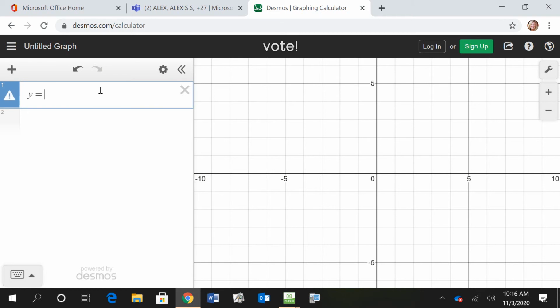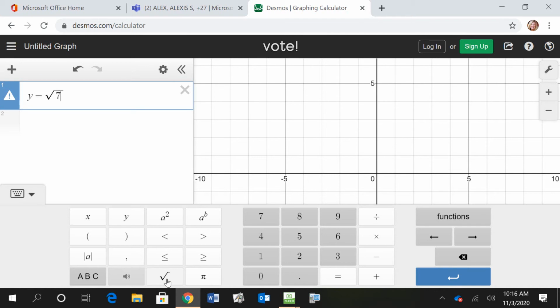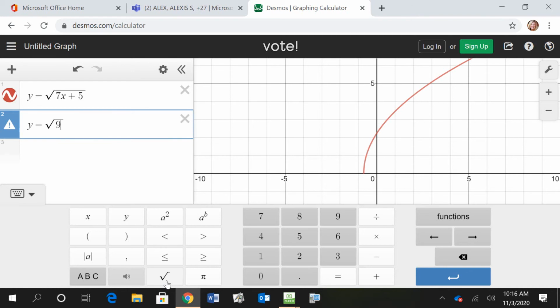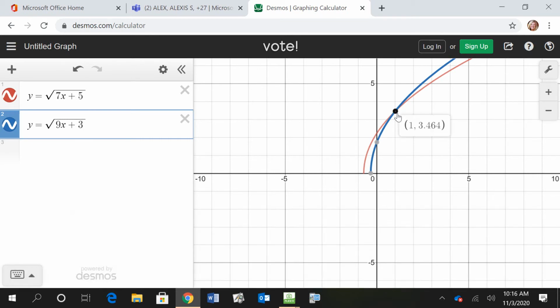So y equals the square root of 7x plus 5. The next, y equals the square root of 9x plus 3. And I can see they cross at one place. So if I click on that place, you may be thinking, well, which number matters? Is it the first number or the second number?